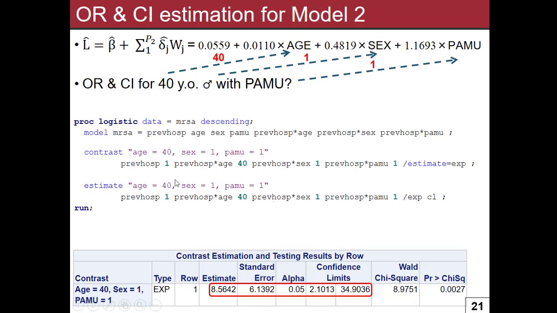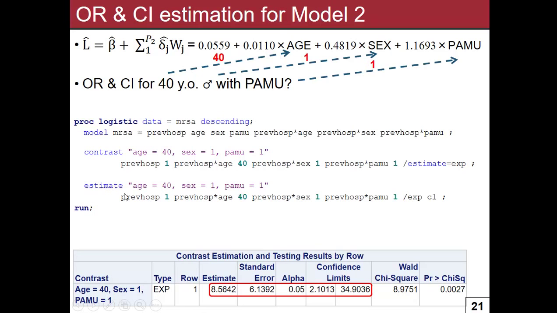The syntax works like this: you say estimate, and you give it a descriptive label. You don't have to say age 40, sex 1. You could put anything. You can put hot dogs, whatever you want. This is what you want it to look like in the output. And then what actually is really important are the next pieces. In SAS, you're saying, I don't want to have to write out this expression and compute this. Instead, you're going to say prevhosp 1, prevhosp times age 40, prevhosp times sex 1, and then prevhosp times PAMU 1. Why am I doing that?